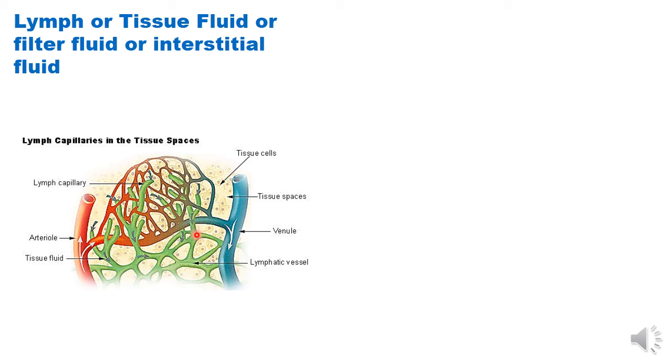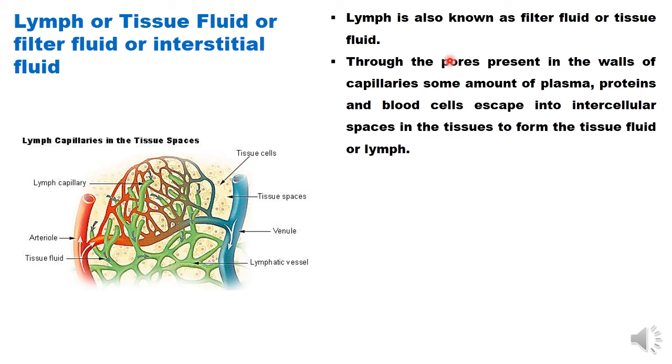So let us understand a little bit more about lymph. This is also known as filter fluid or tissue fluid because it is accumulating in the tissue site. It is not within the vessels, and it is formed due to filtration of the liquid portion from the blood vessels.